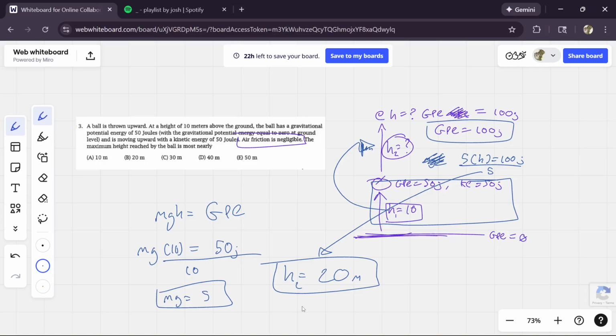For most of these questions, air resistance is going to be negligible, so they're mostly going to be conservation questions anyways. But yeah, this one is not too difficult.